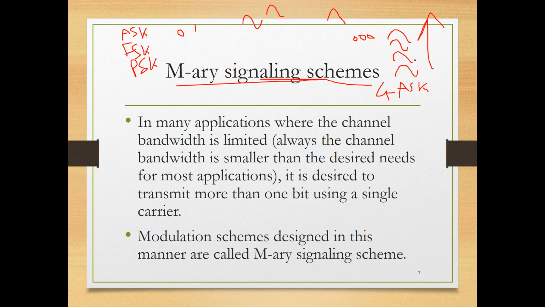Now the conclusion is that when I use M-array signaling, the higher the number of levels I use, the more data bits I can send, which means you increase the throughput, you increase the spectral efficiency. But the more difficult it will be for the receiver to differentiate between the symbols.